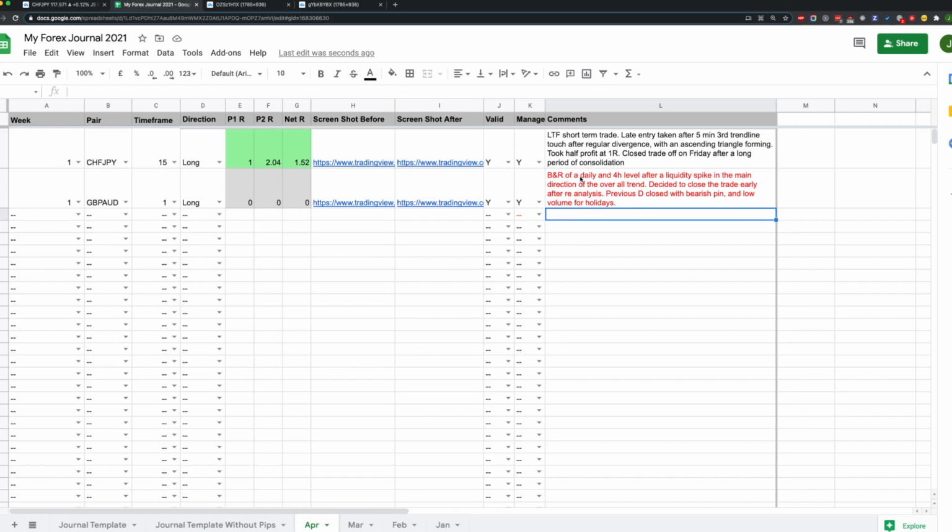There's a break and retest of a daily and H4 level after a liquidity spike in the direction of the main trend, right? Decided to close the trade off early after reanalysis. Previous daily candle closed with a bearish pin and low volume for the holidays. So this was the trade here at the time of entering.